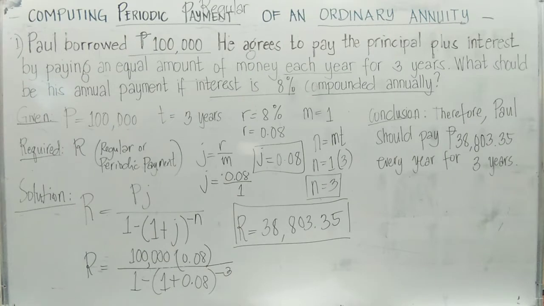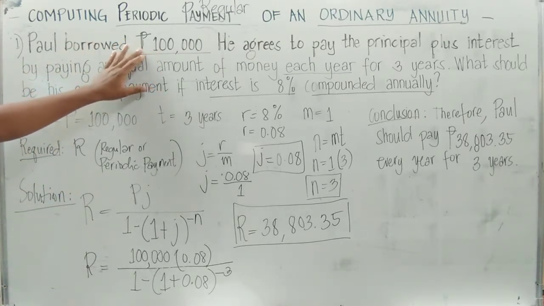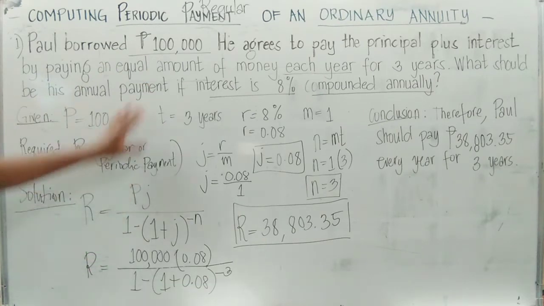Okay, so I will give you another example in computing your periodic or regular payment of ordinary annuity, because this first example is all about using this equation when P is given. So in the other example, I will present a situation or problem where your future value is given.